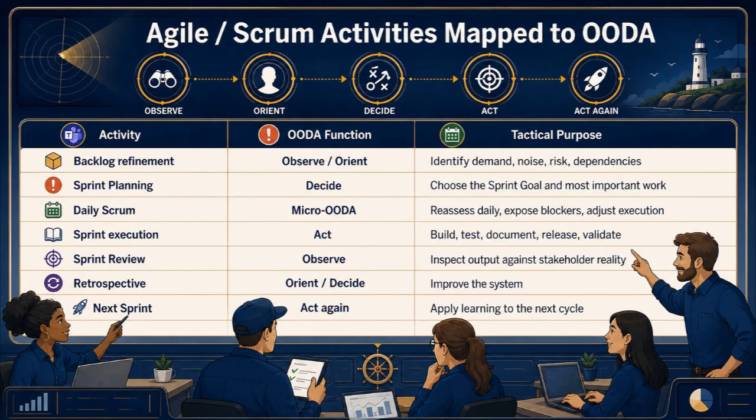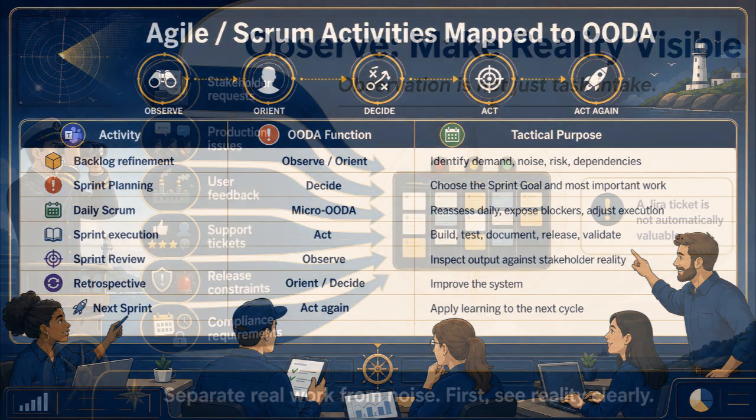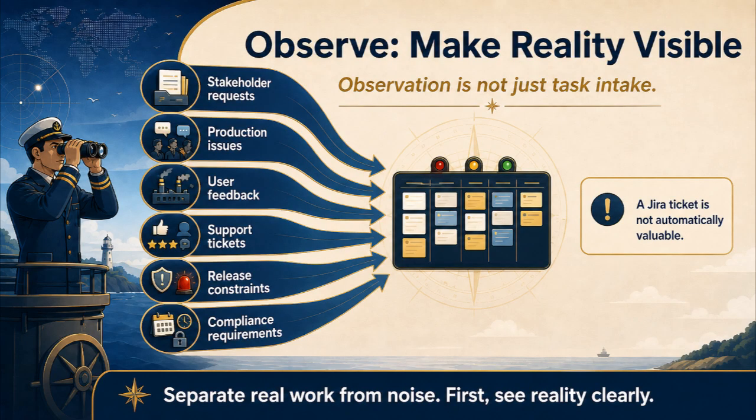The first stage is observe. In a Scrum team, observation happens through backlog items, stakeholder requests, production issues, user feedback, incidents, release constraints, compliance requirements, support tickets, and operational friction. This is where the team gathers reality.